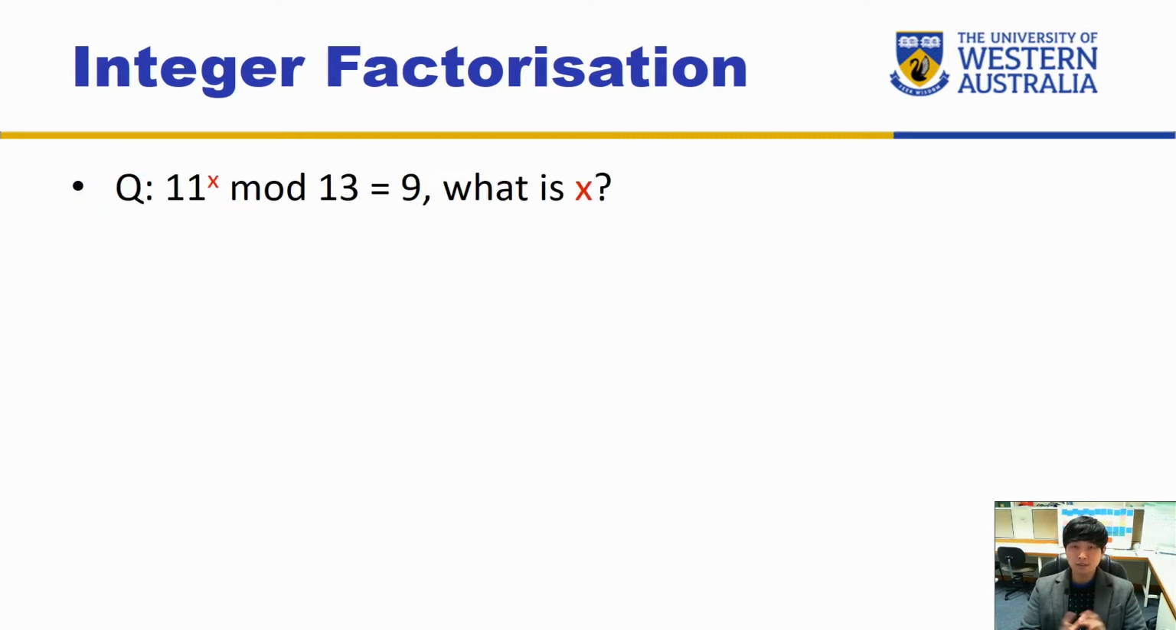Okay? So let's have a look at an example. Given 11 to the power of x mod 13 equals 9, okay, so we're given the product, which is 9, what is the value of x? You can pause the video here and try to calculate the value of x.